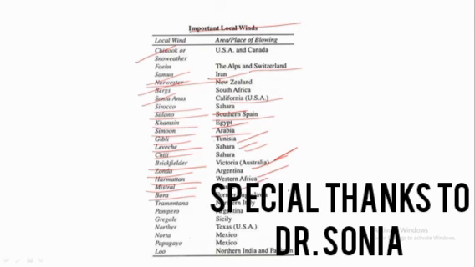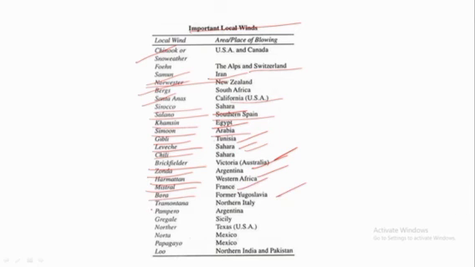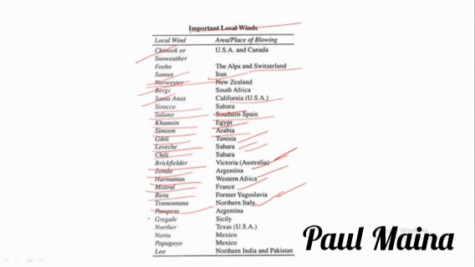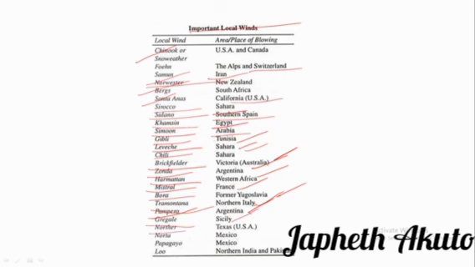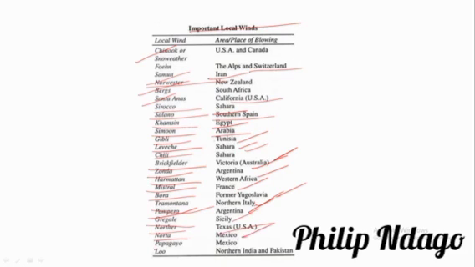Bora in former Yugoslavia, Tramontana in northern Italy, Pampero in Argentina, Gregale in Sicily, Norte in Texas, USA, Norte in Mexico, Pompero in Mexico, Loo in northern India and Pakistan.